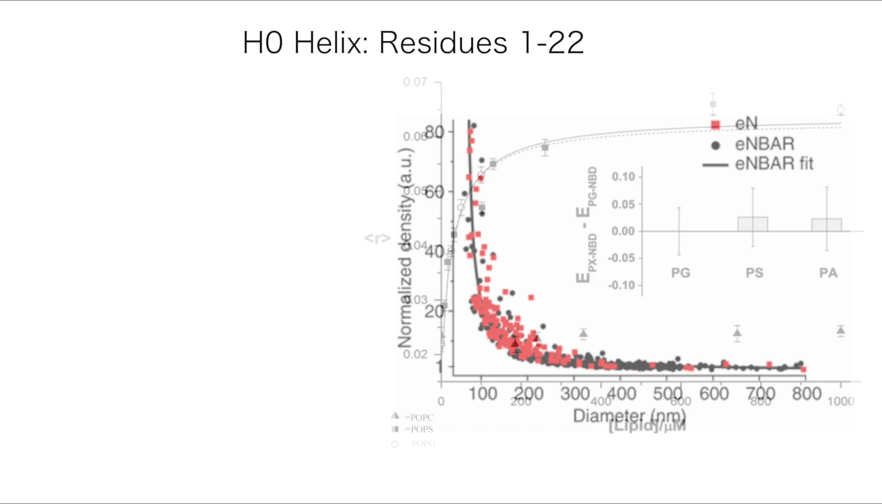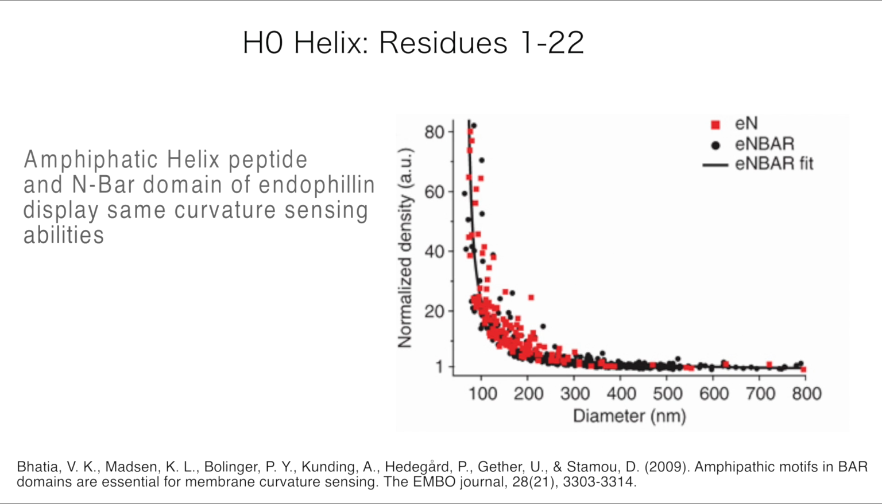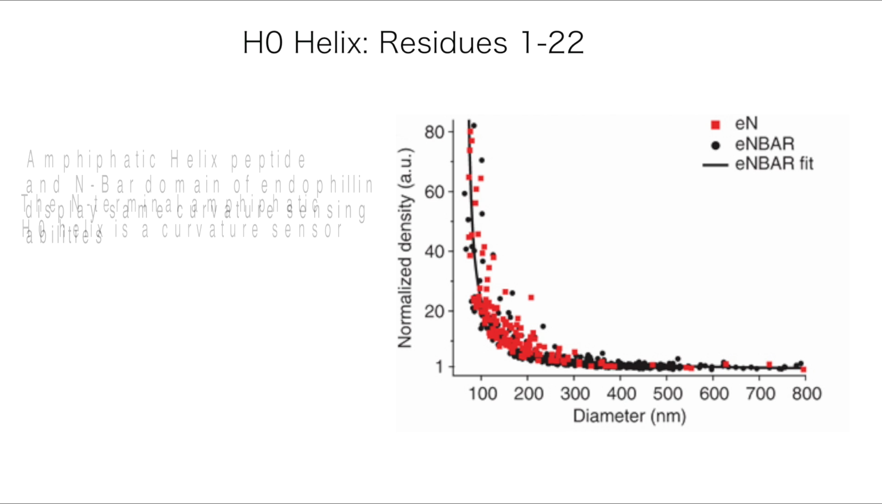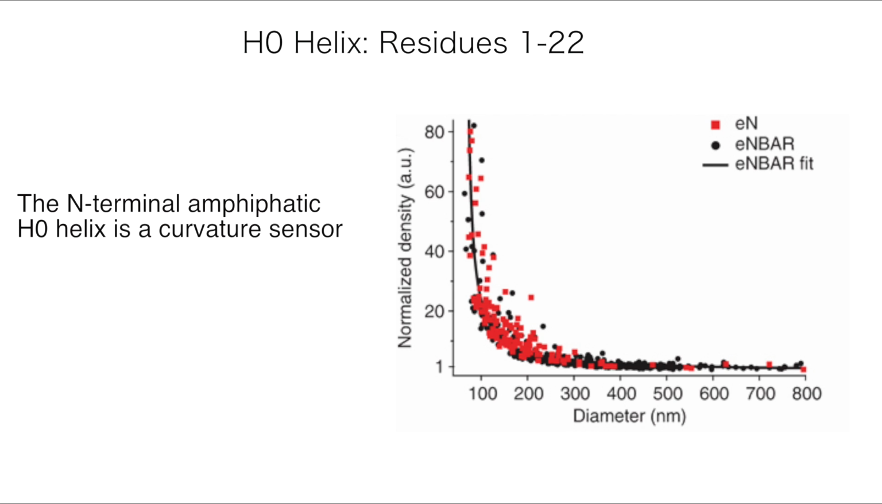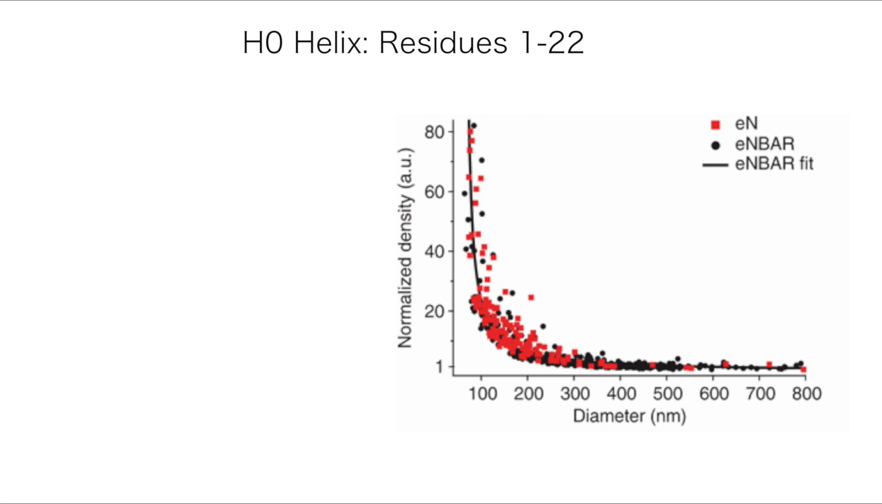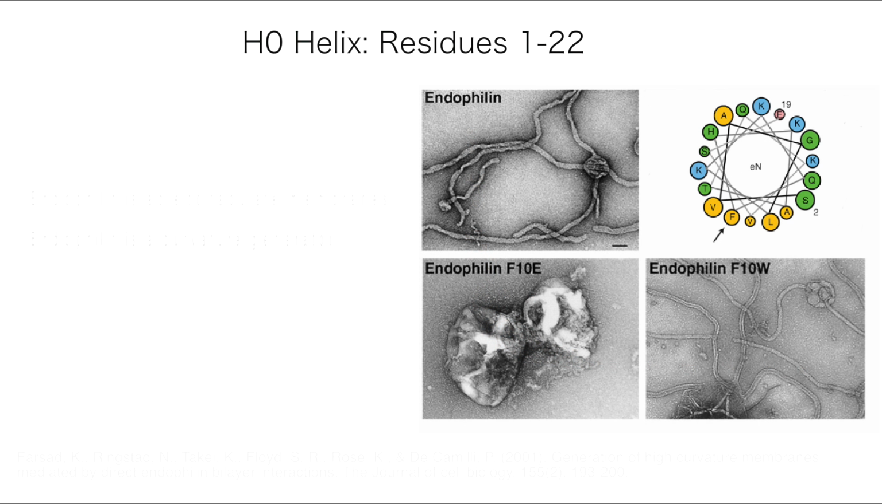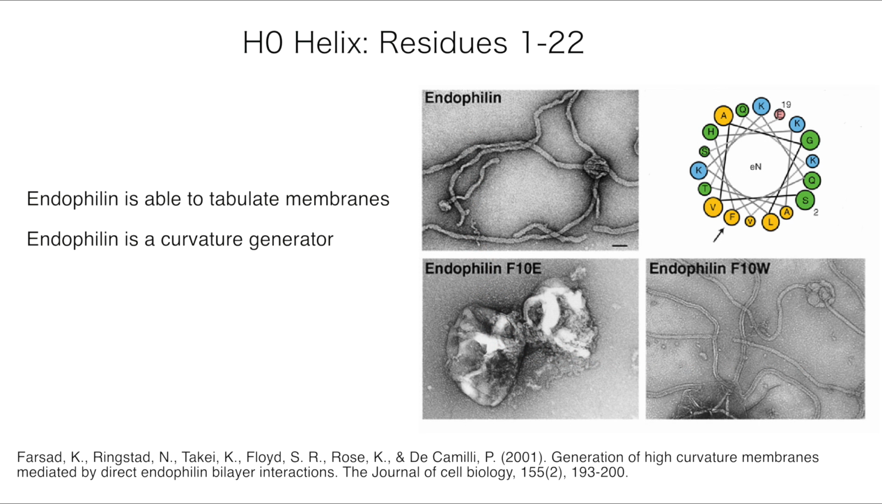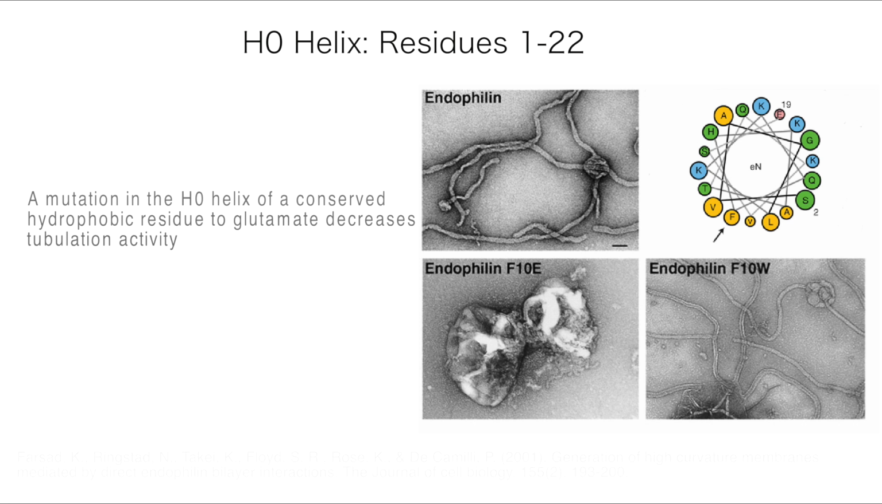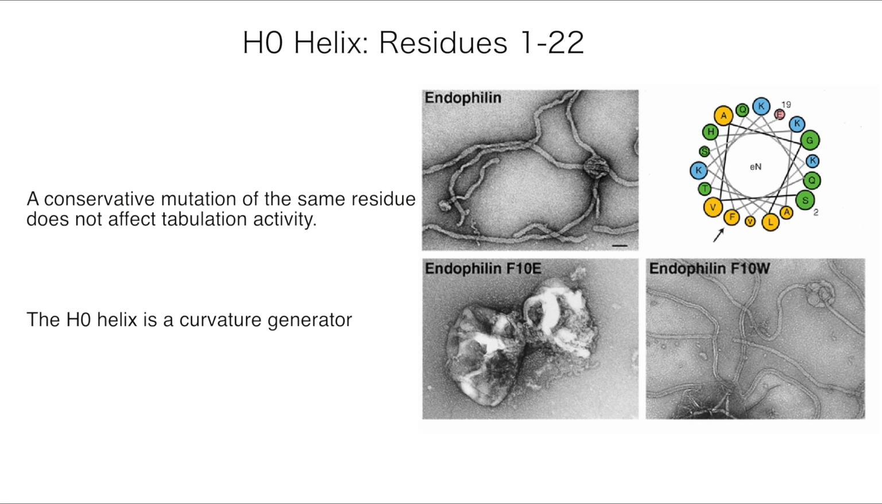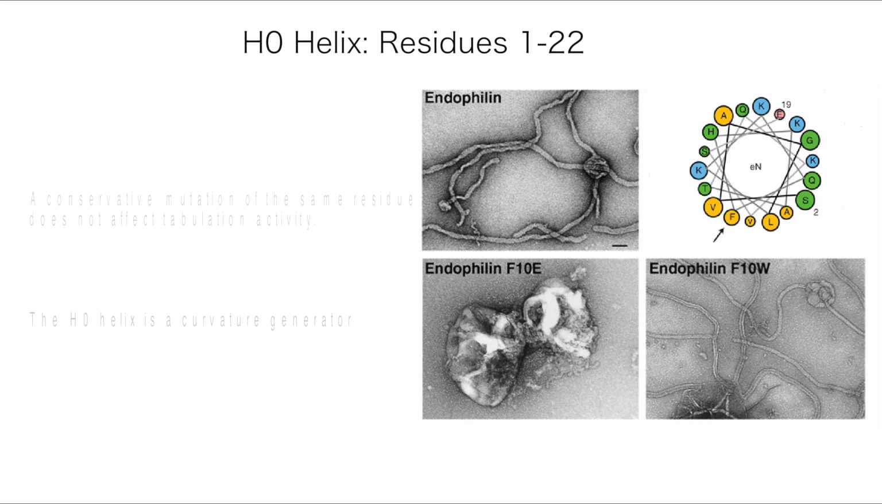Also, fluorescence was used to quantify binding by the endophillin N-bar domain and H0 peptides to vesicles of different radii. Intuitively, the smaller the radius of a vesicle, the higher the curvature. Both showed almost identical binding and curvature preference. The H0 helix is able to sense curvature and partitions into higher curvature. Finally, tubulation experiments show that the H0 helix is the main driver of curvature generation. Endophillin could not produce tubules of high curvature with a non-conservatively mutated H0 helix.